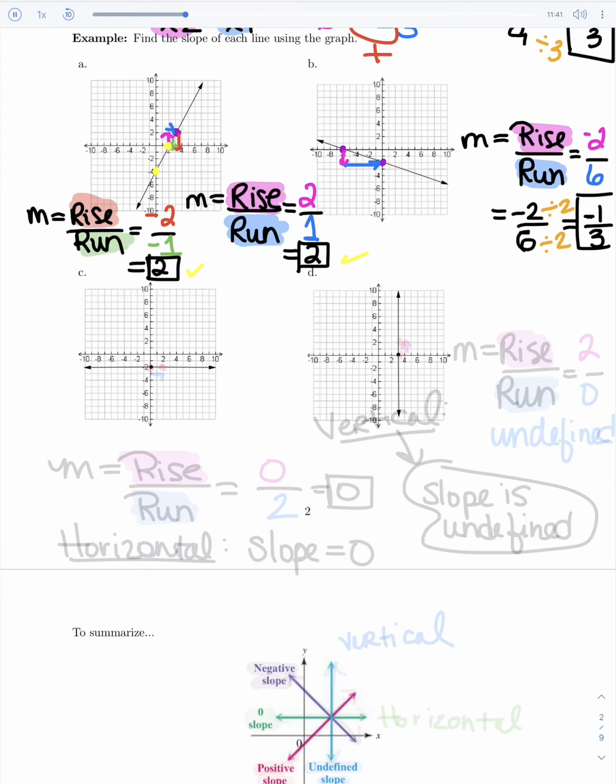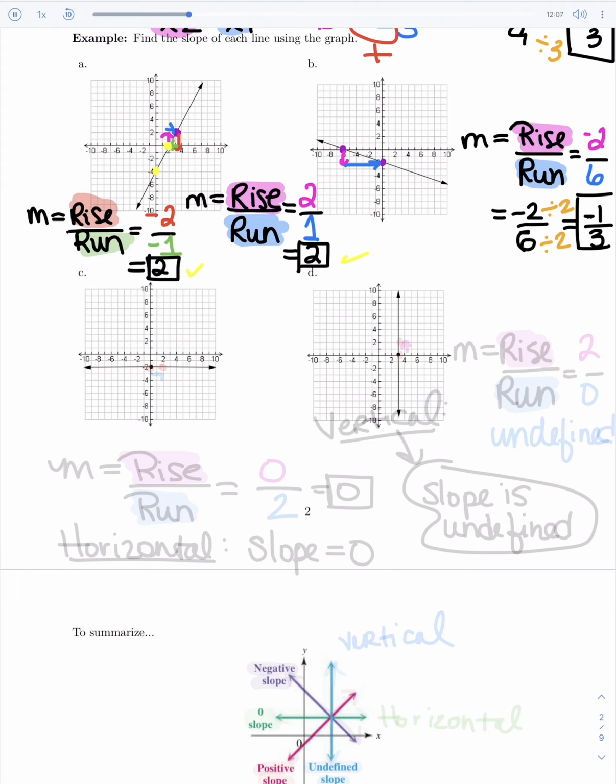Now, just like before, you could have done the reverse order, starting at the second point and working your way to the left, and you would still get -1/3, because going the other direction, your rise would be positive but your run would be negative. And still, a positive divided by a negative would give you a negative. So it really doesn't matter which direction you move in.